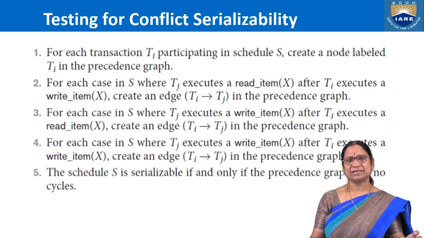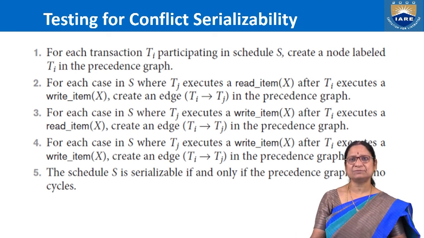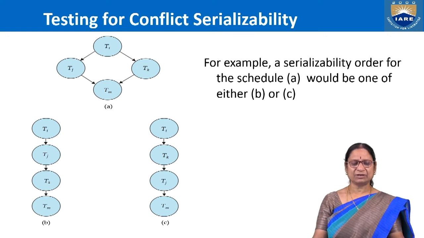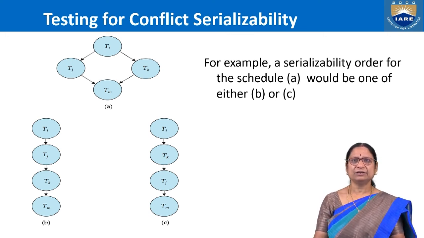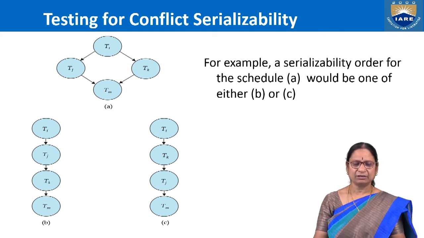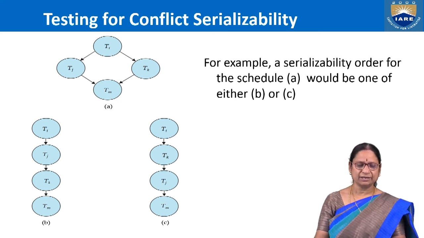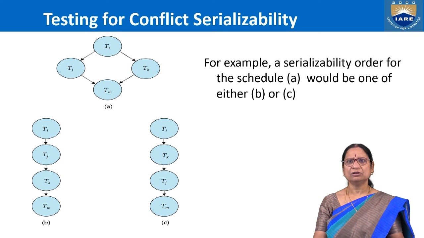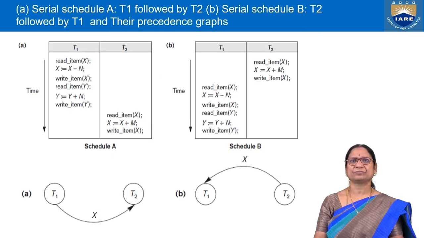After drawing such a graph, the schedule S is a serializable schedule if and only if the precedence graph has no cycles. For example, a schedule was drawn like this: you have Ti, Tj, Tk, Tm, and this can be drawn acyclic. How can you check here? You can start from Ti, then you have Tj, then Tk, then Tm. We can convert it into an acyclic graph.